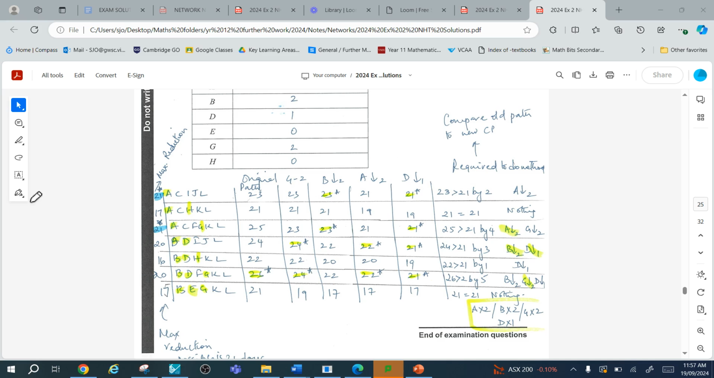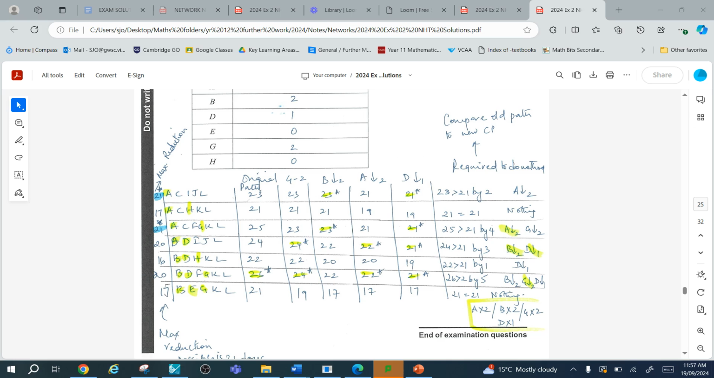Now we've reached our original critical path has been crashed and gives us the maximum reduction of 21. The other method that you could do is what we call the required to do method. In this method, we compare the old path to the new critical path value, which is 21. So the old path originally was 23 for this particular path. So 23 is greater than 21 by 2.